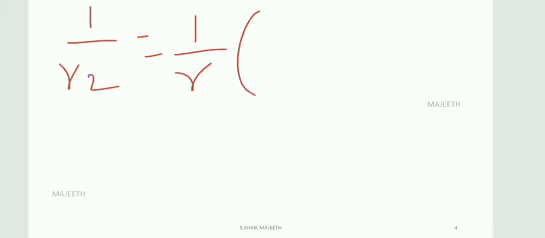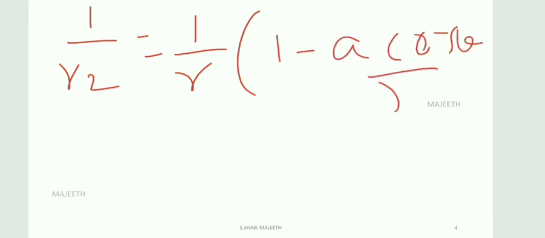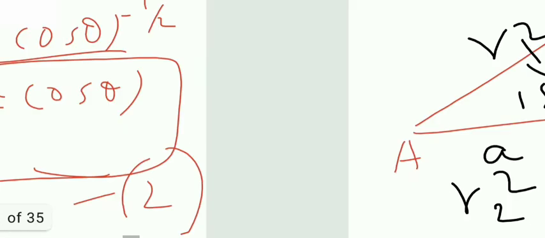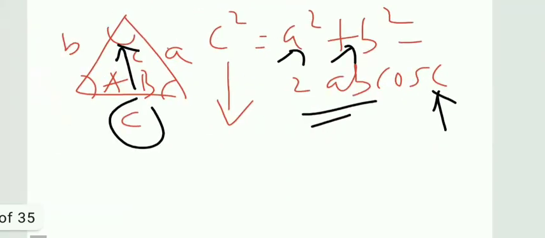Now the same procedure. Again a by r is less than 1, so we can apply the binomial theorem. Applying it the same way, what we get is 1 by r2 is equal to 1 by r into 1 minus a cos theta divided by r. Now we got 1 by r2 also. So we add 1 by r1 and 1 by r2. Now we have to substitute in the total equation. What is the general equation?